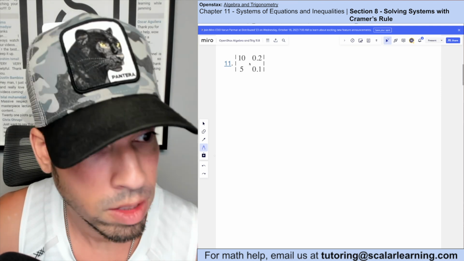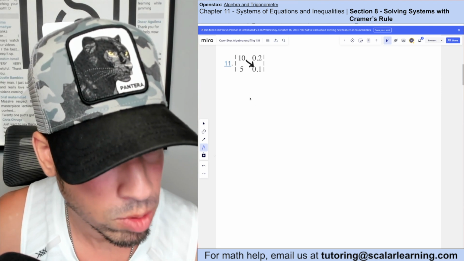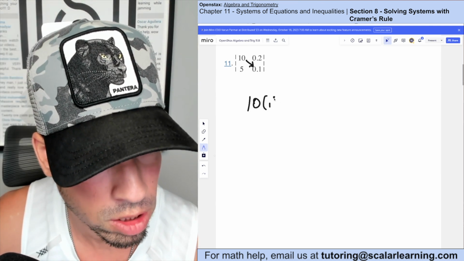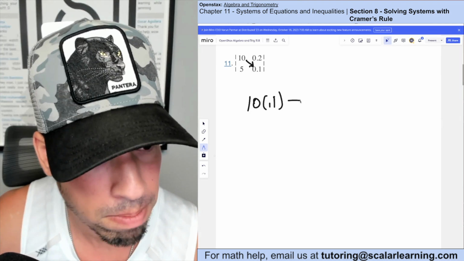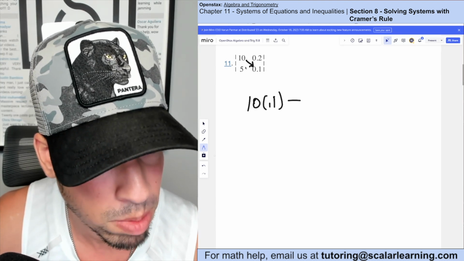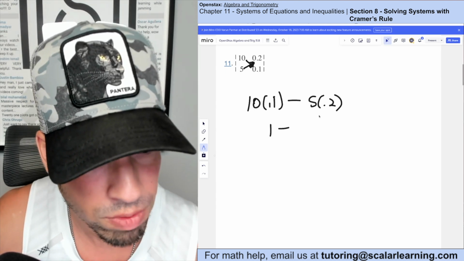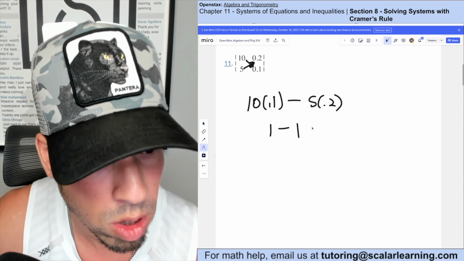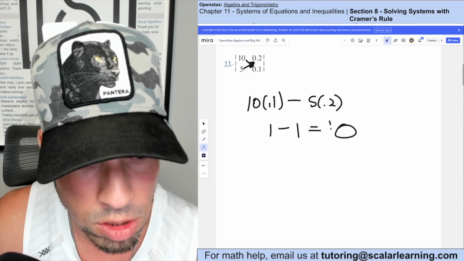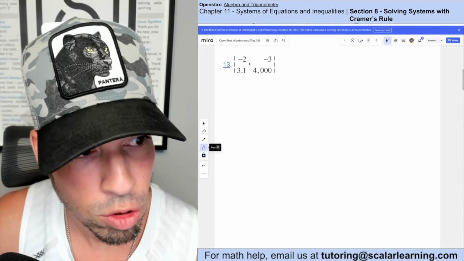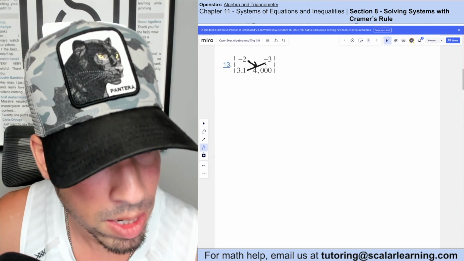So for this one, to find the determinant, once again, we do 10 times 0.1, right? Which is, again, A times D minus C times B, which is 5 times 0.2. And that gives us 1 minus 5 times 0.2 is also 1, and that gives us a determinant of 0. Boom, done.